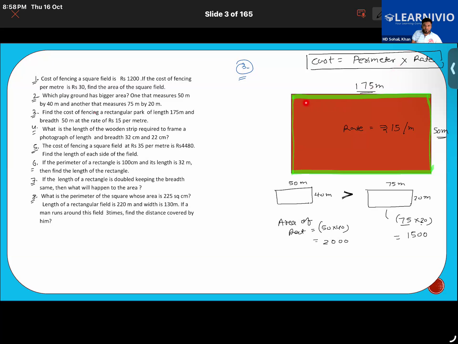Understood? The question says that if you have to do fencing of just 1 meter, it will cost you rupees 15. And if you have to do the fencing around the entire boundary of the rectangular park, we have to multiply the 15 with the total boundary of this rectangular park. Total boundary means perimeter, not area, no? The definition of perimeter is the length of the boundary. Okay, do it.